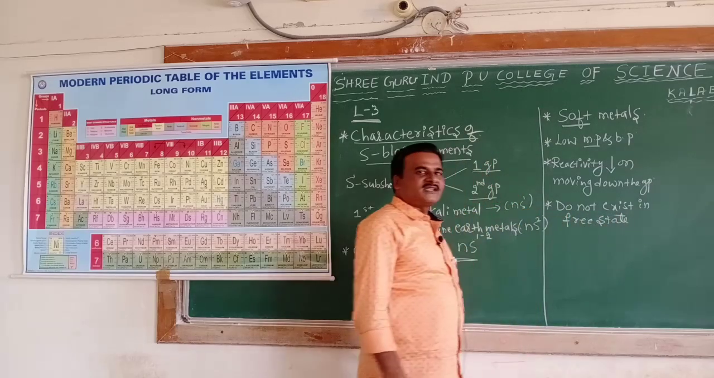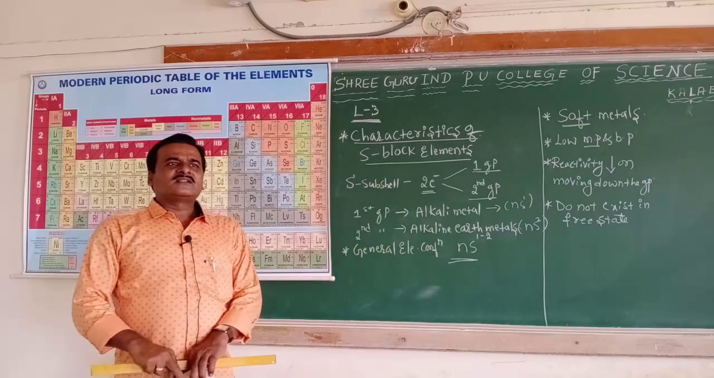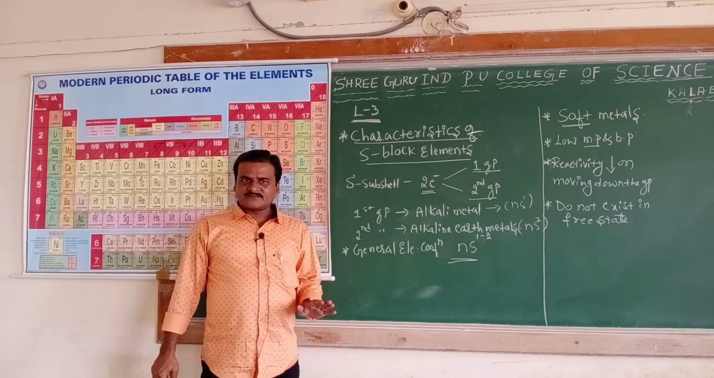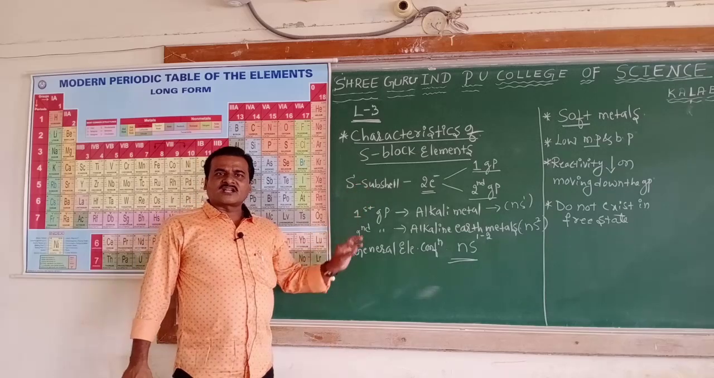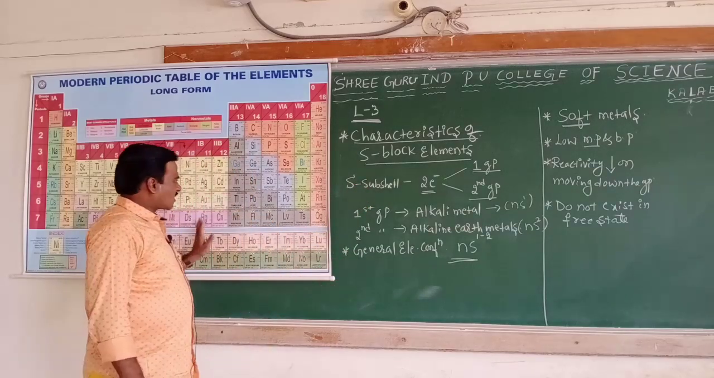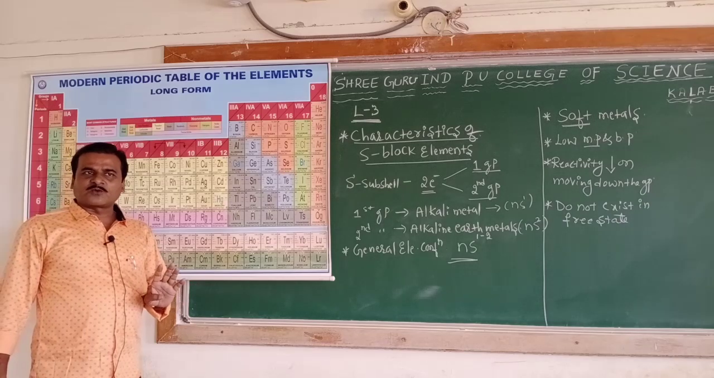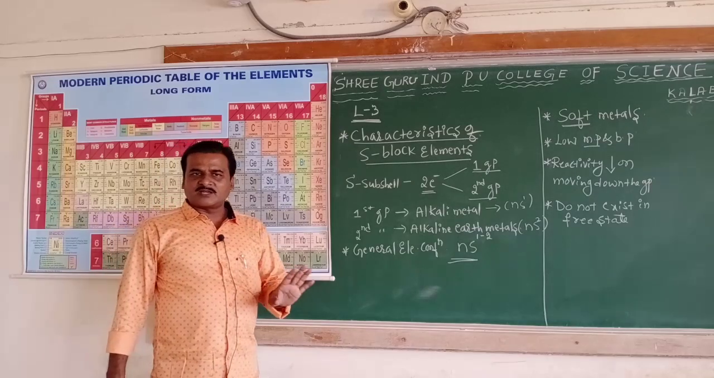They do not occur in the free state. So these are all the highlighted characteristics of S block elements. I'll repeat. Based on the electronic configuration, in the modern periodic table, all the elements are classified into mainly 4 blocks: S block, P block, D and F block elements.